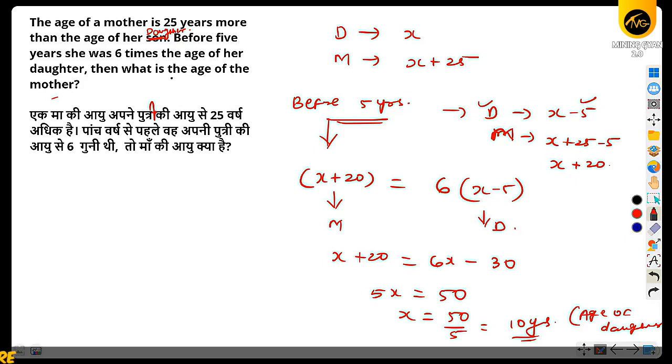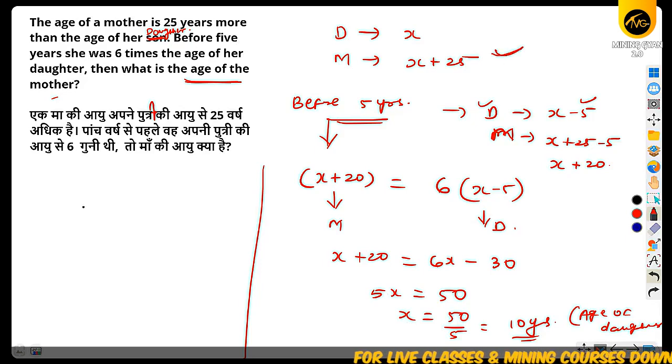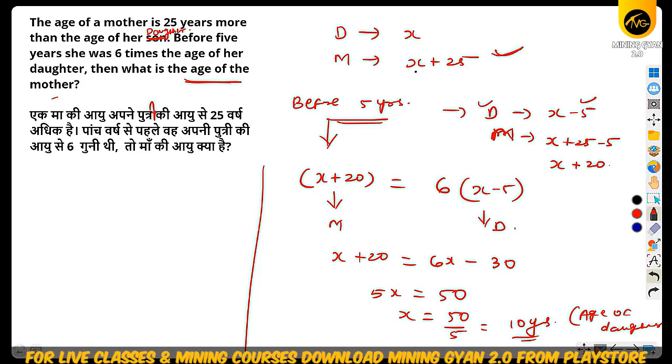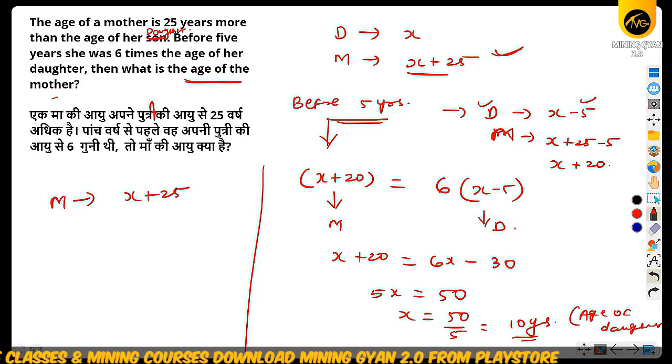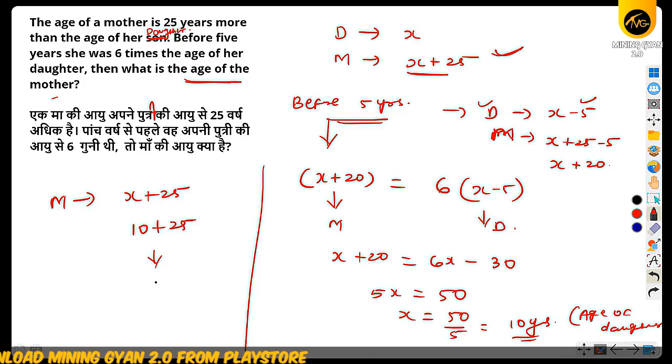Now the question is, then what is the age of mother? So just put down the value of x into this, because the question is asking the present age of mother. So the present age of mother is x plus 20. So just put down the value of x into this expression. So mother's age will be x plus 25. So x is 10 and 25, that means the answer will be 35 years old. Correct, 35 years old is the correct answer.